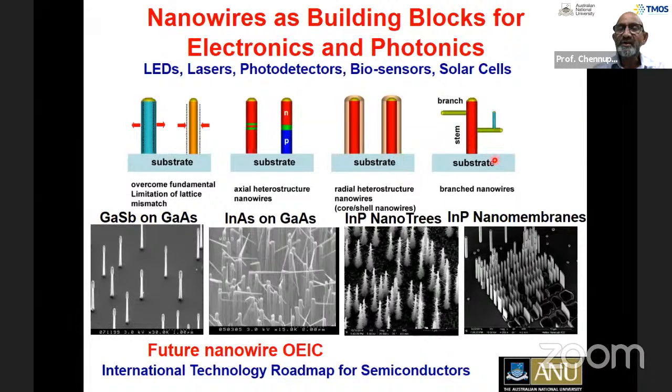But we can also create branched nanowires, which allows you to create three-dimensional architectures. So let me give you some examples from our own laboratory where we have shown we can grow gallium antimonide nanowires on top of gallium arsenide. Despite the large lattice mismatch, we can make atomically perfect nanowires of gallium antimonide on top of gallium arsenide. You can also create indium arsenide branched nanowires, and we can create nanotrees of indium phosphide.